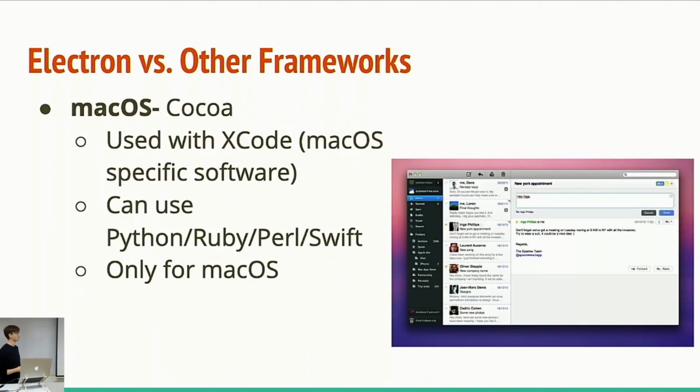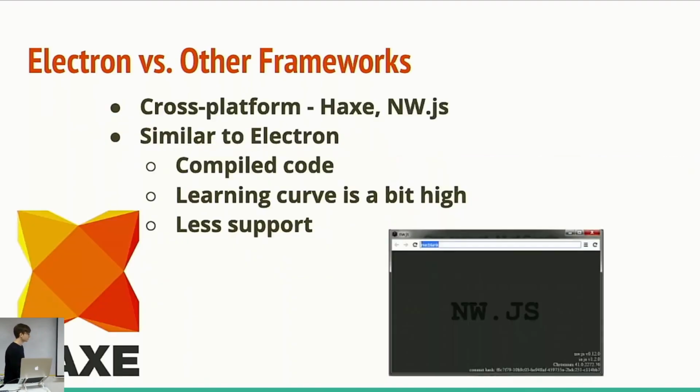The other one for Mac, the main one is Cocoa that we've seen. This is used with Xcode, which is another Mac OS specific software. So you have to go in, you have to learn the entire software, how it works, all of that infrastructure. And then you can use some other languages, which is nice, but the main one is generally Swift. And again, this is only for Mac. So you have to learn all of that stuff, and then you can make a Mac-only desktop application.